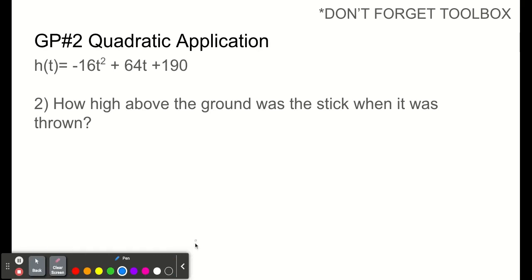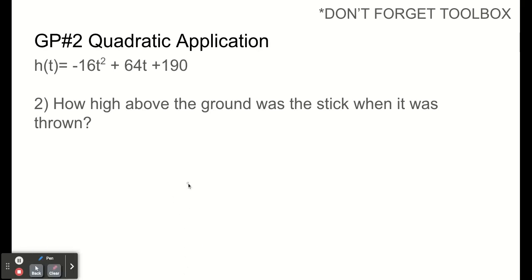All right, for number 2, how high above the ground was the stick when it was thrown? So I'm going to go back to our picture. You already have it drawn in your notes. You don't have to redraw it multiple times, but with each question, you should have a picture just to kind of help represent that scenario. How high above the ground was the stick when it was thrown? So this is when the stick was thrown at this level here.